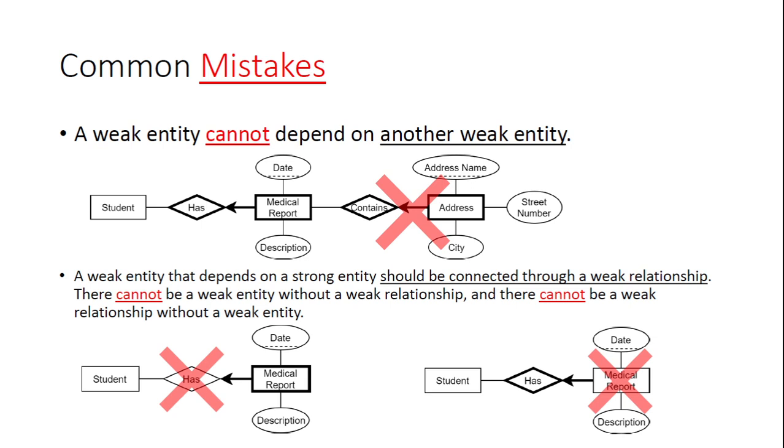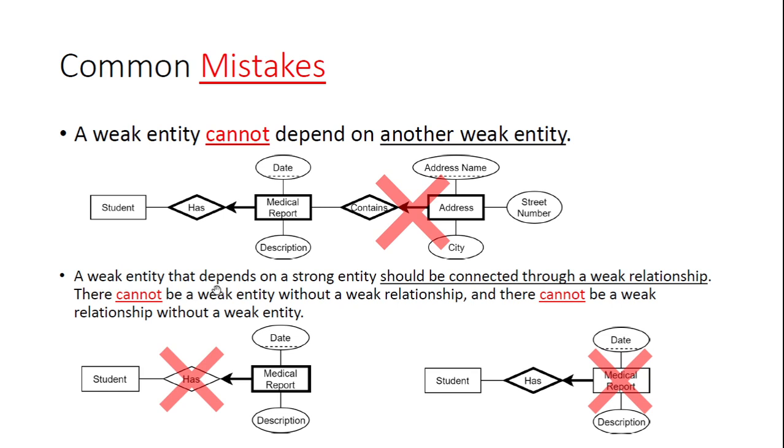A weak entity cannot depend on another weak entity. For example, if I say, okay, this medical report is also going to contain an address, but it should depend on a strong entity, right? If address is also a weak entity, we do not have a strong entity in this case, so we cannot have such chains of weak entities connected to each other.